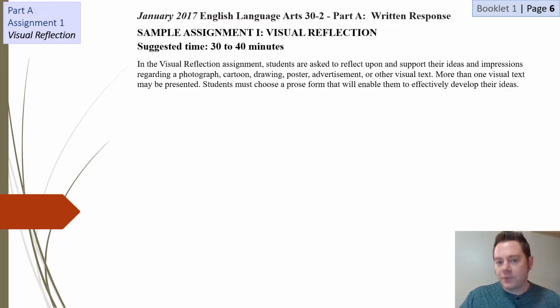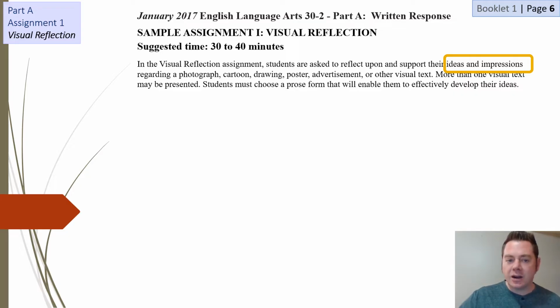In the visual reflection assignment, you're asked to reflect upon and support your ideas and impressions regarding a photo, cartoon, drawing, poster, advertisement, or other visual text. You might also have a combination of texts. It might be two photos that are juxtaposed to encourage comparison between the two of them. We'll see examples of that later on in this session.